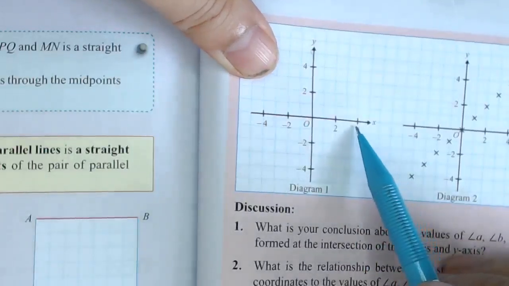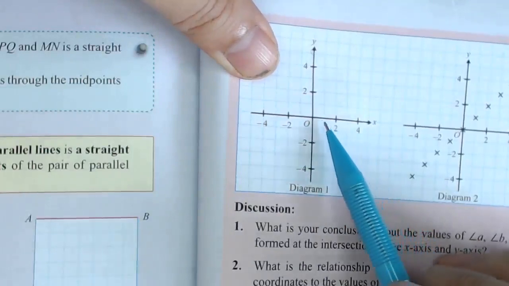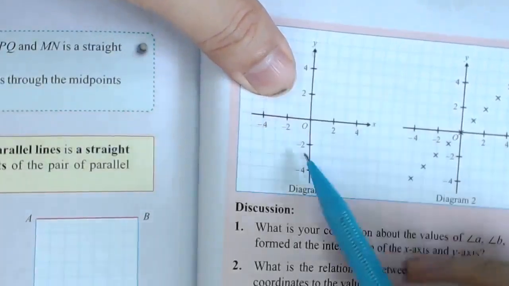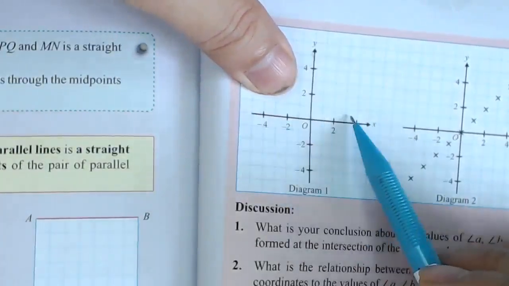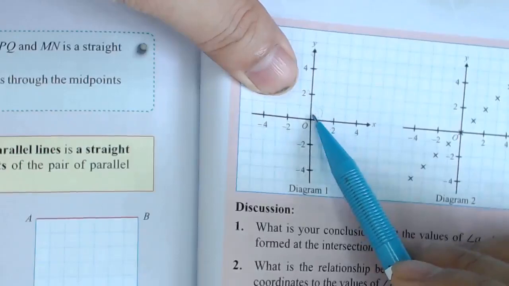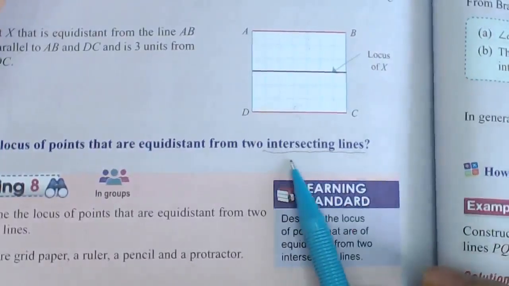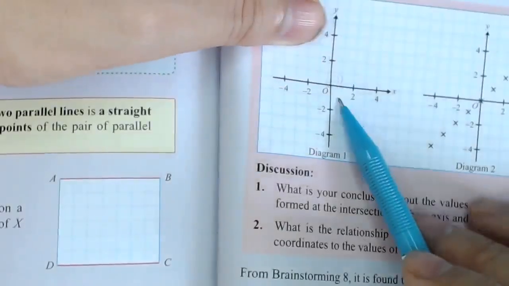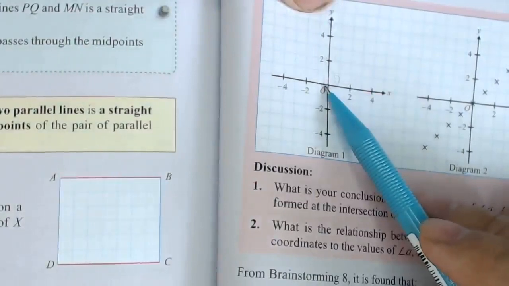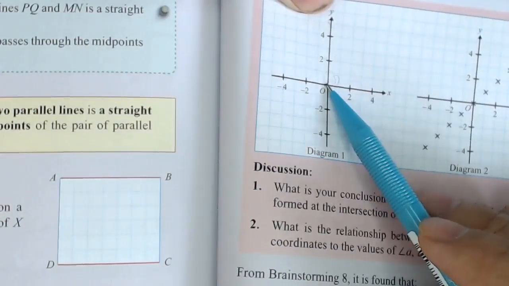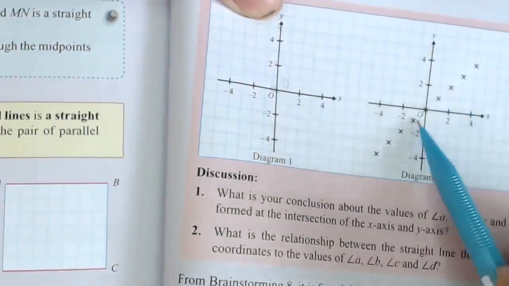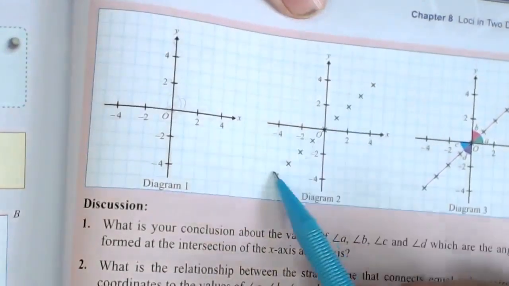Now we need to find the locus of points which is also equidistant from these two lines here. Because they intercept here, correct, these are what we call intersecting lines. Intersecting lines means both lines meet at some point. So how do we construct a locus? The idea is the locus is going to be in the middle, like this.